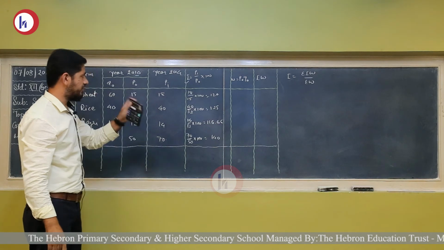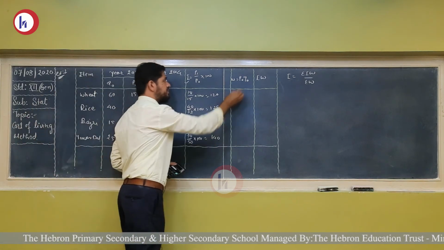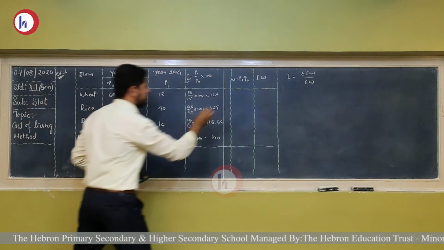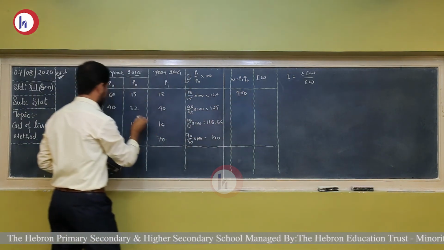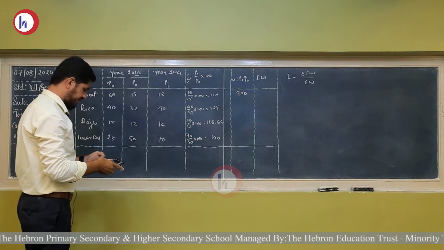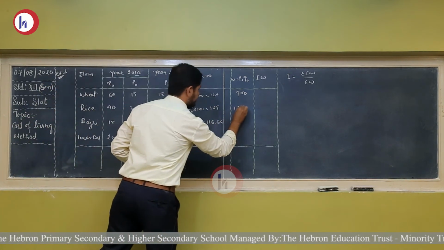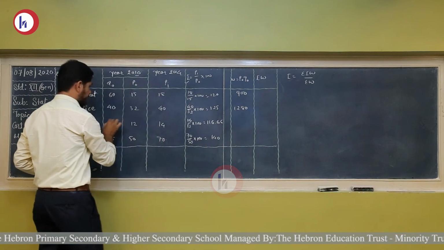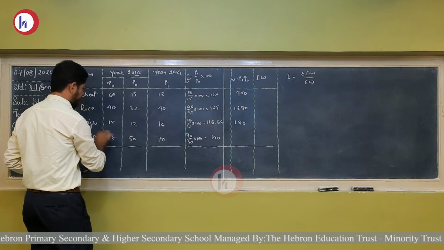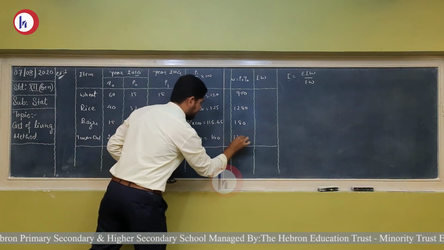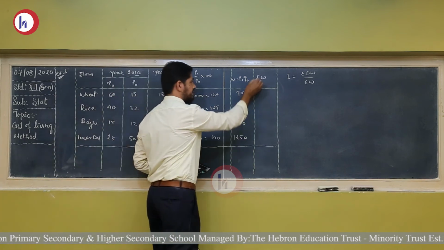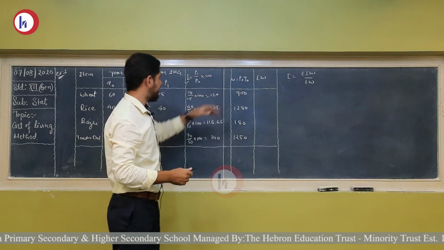Now let's find the value of W. The formula of W is P0 Q0. So P0 and Q0, 15 into 6 is 90, that is 900. 32 into 40, 1280. Then 12 into 15, 180. 50 into 25, 1250. Okay, finally let's multiply I and W.